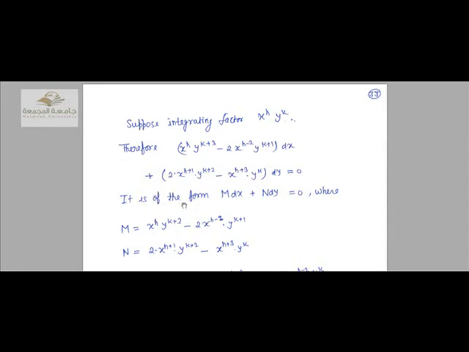It is of the form M dx plus N dy, which is equal to 0, where M is equal to x to the power h y to the power k plus 3 minus 2 x to the power h plus 2 y to the power k plus 1, and capital N is equal to 2 x to the power h plus 1 y to the power k plus 2 minus x to the power h plus 3 y to the power k.